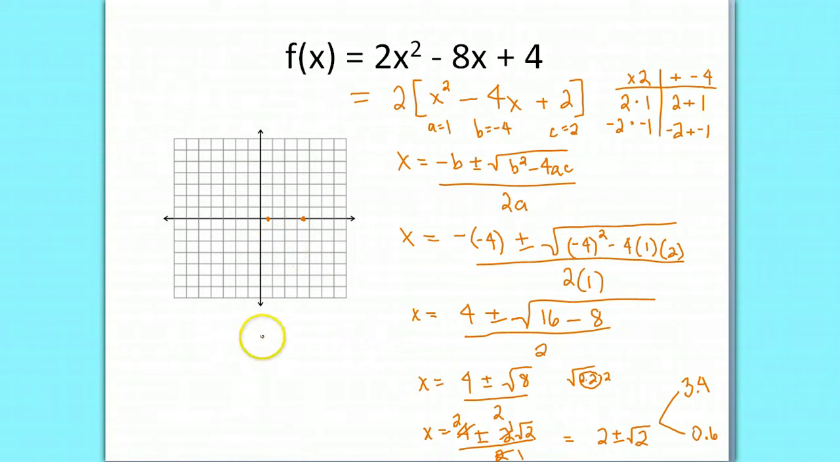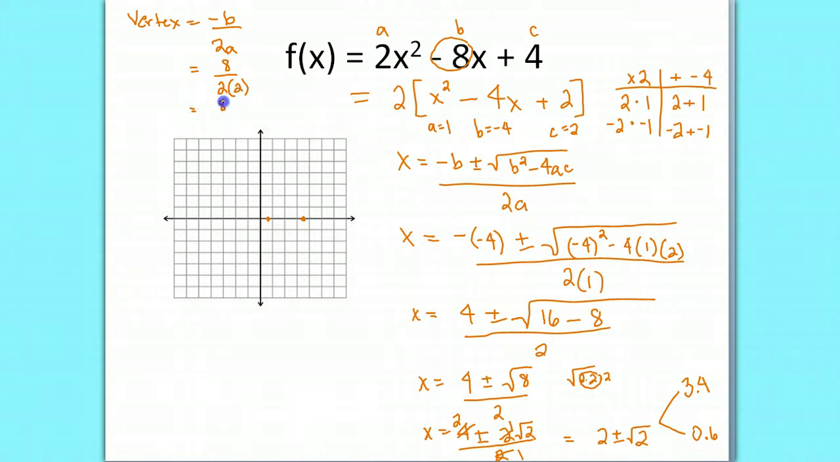Then we're going to work on the vertex, which is negative b over 2a. That's the formula for it. Now for this, we're going to use the a, b, and c from the original equation. So our b value is actually negative 8. And when we do negative of negative 8, we are going to get positive 8. And then over 2 times a, and a is 2.